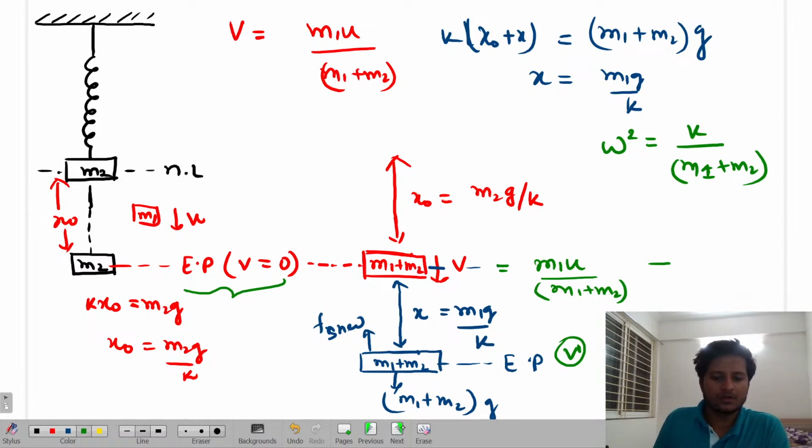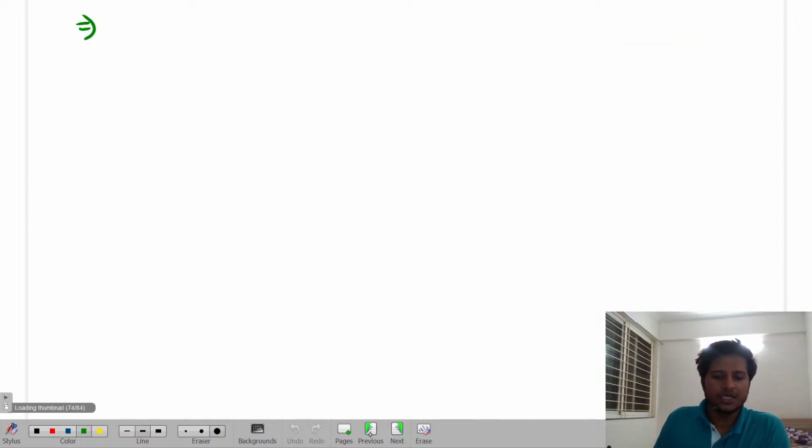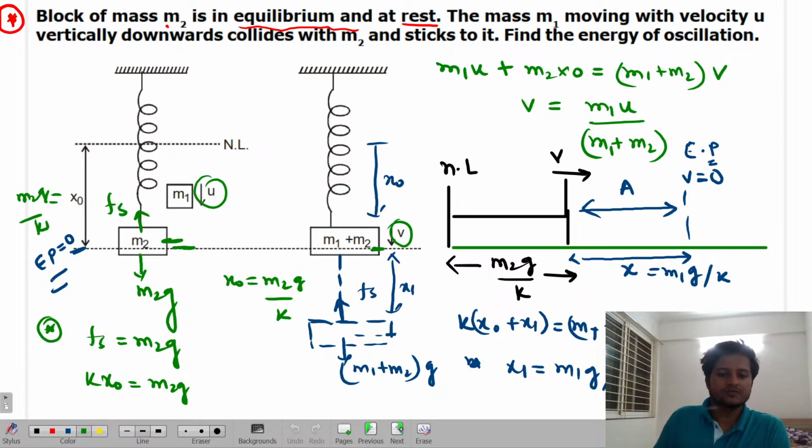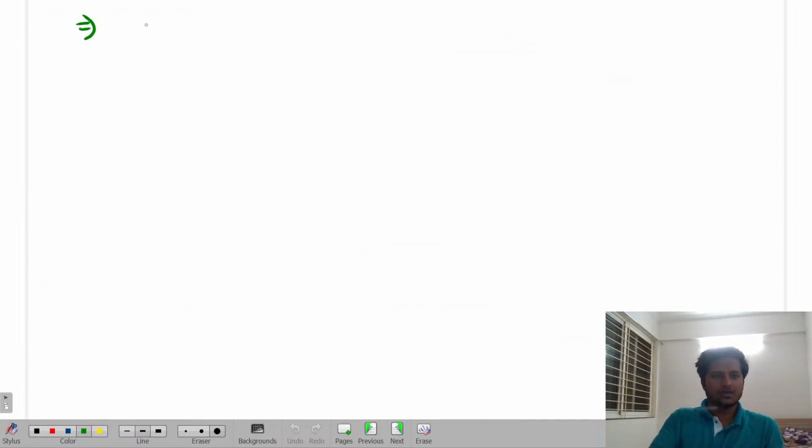Tell me one thing: if I can find the total energy, if I can find the amplitude of oscillation, basically I can get the value of this v dash, whether it is zero or not. So let us just find the amplitude of oscillation. Okay, so what is the formula?